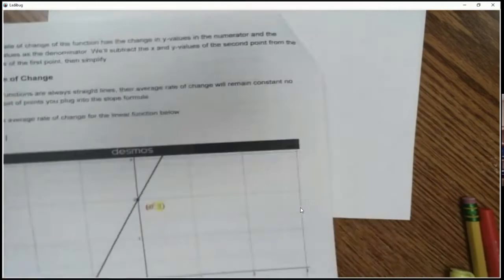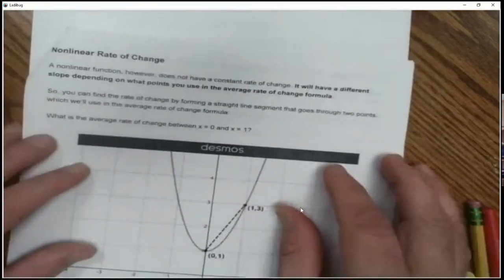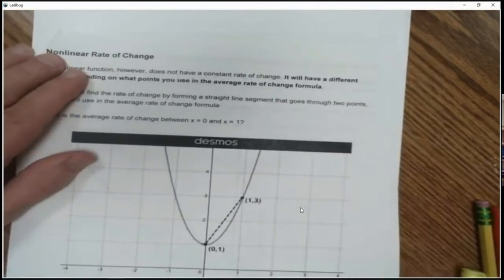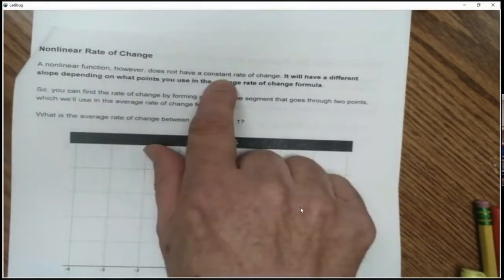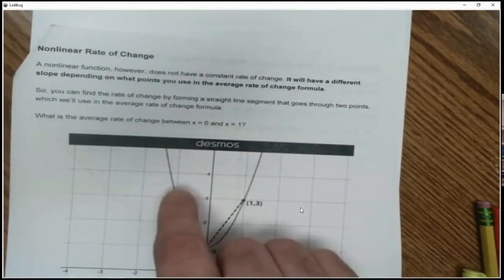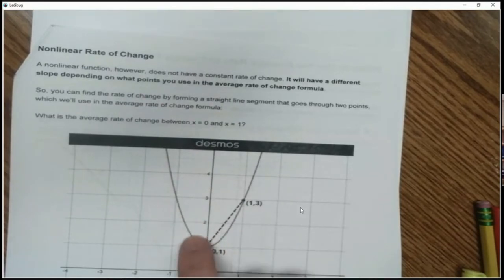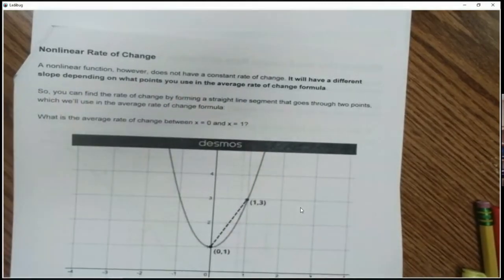Okay, let's go to something a little trickier then. How about nonlinear rate of change? This is when we generally look more in averages, because the average of the other one is going to be 2 everywhere. It's a constant rate of change. There's not really an average because everything's going to be 2. But a nonlinear function does not have a constant rate of change, right? The rate of change here is different everywhere. That's a real negative one. It's getting less negative. Now it's 0. Now it's getting positive. Now it's getting more positive, a bigger number. It'll have a different slope depending on what points we use for average rate of change.